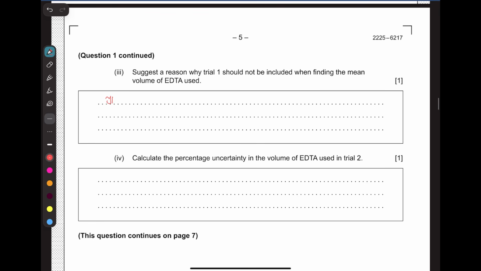So you can say that the mean volume of EDTA used would come out too high if trial 1 is included.